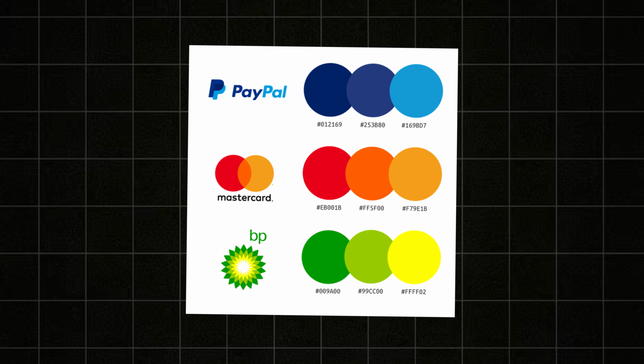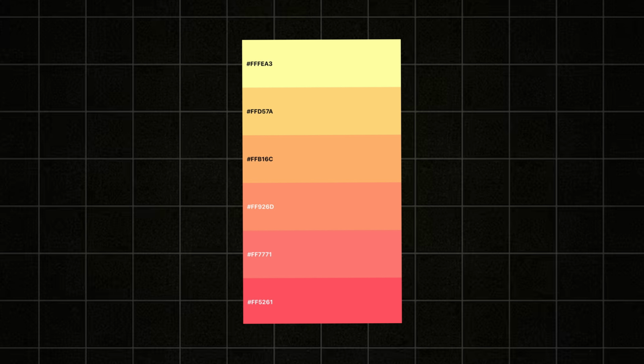Analogous is using colors next to each other on the color wheel. You'll see that a lot in sunsets. Here are some examples again.